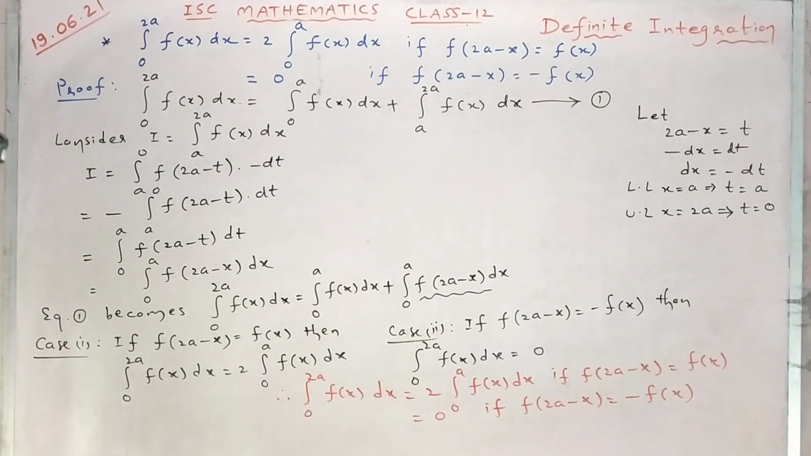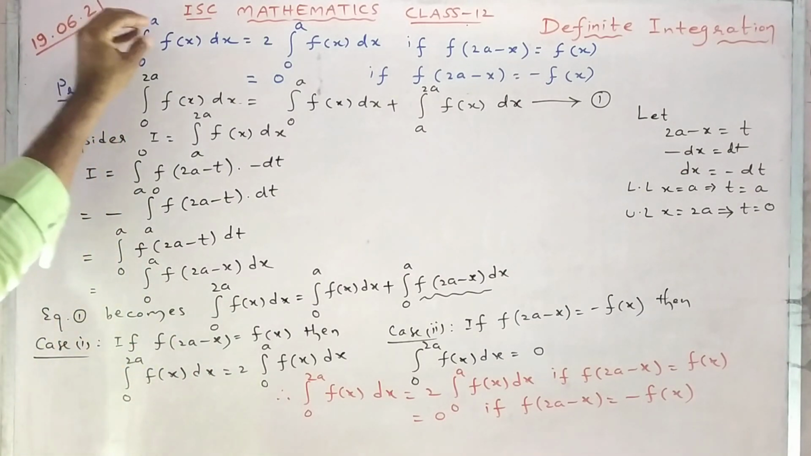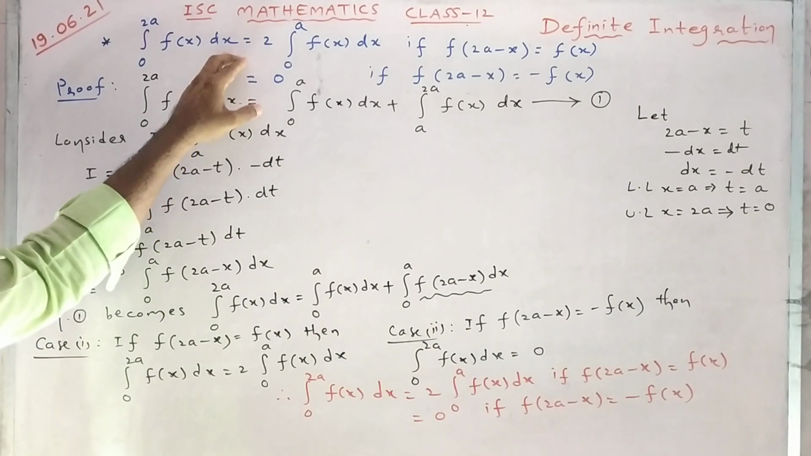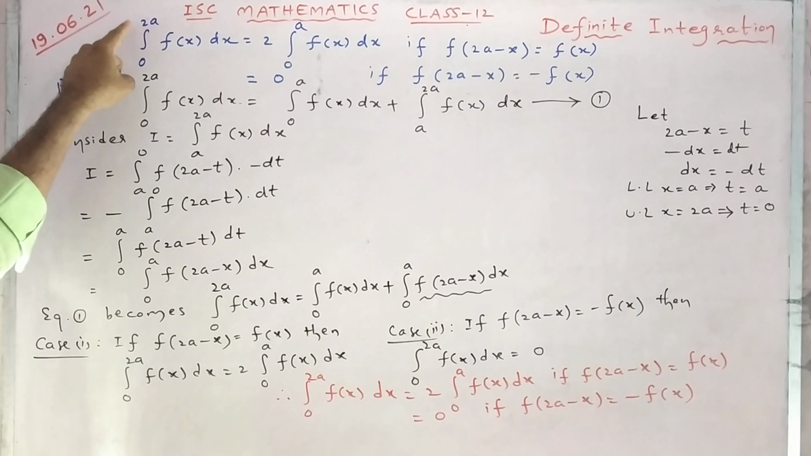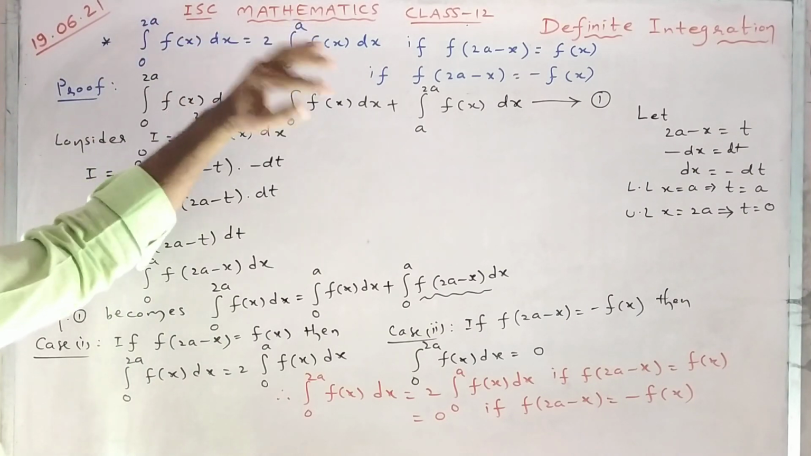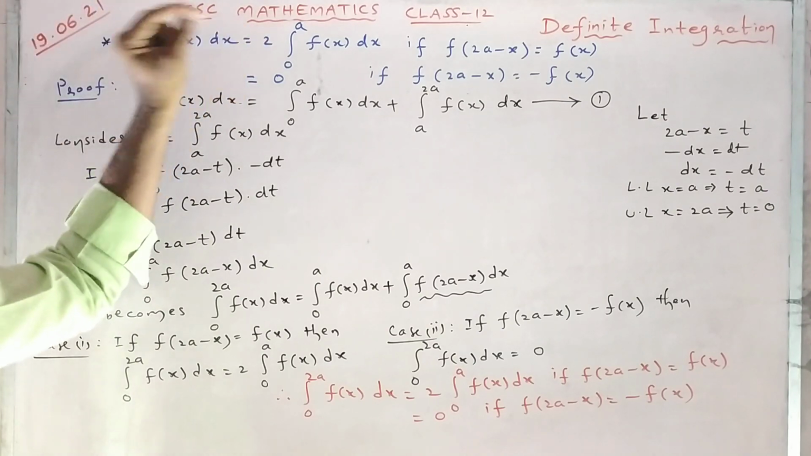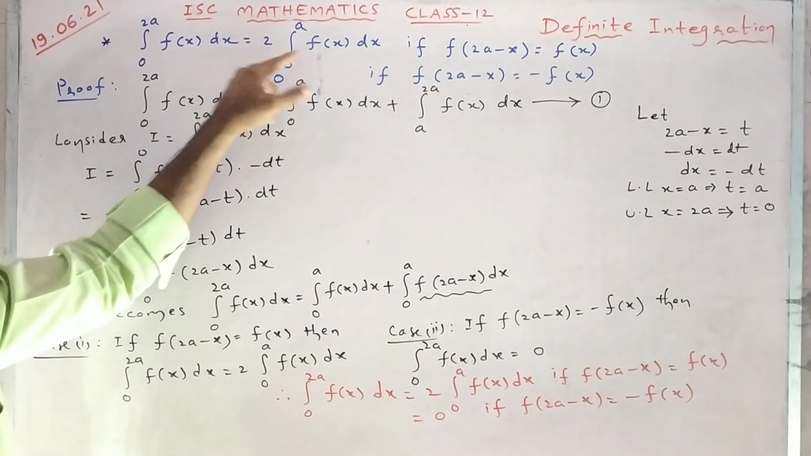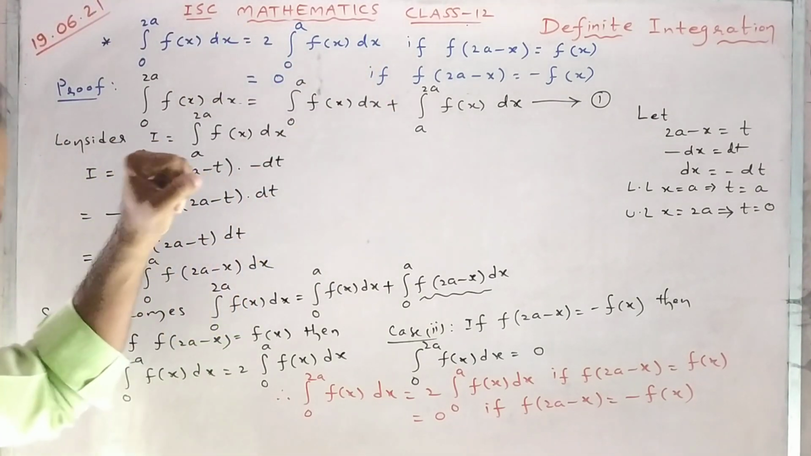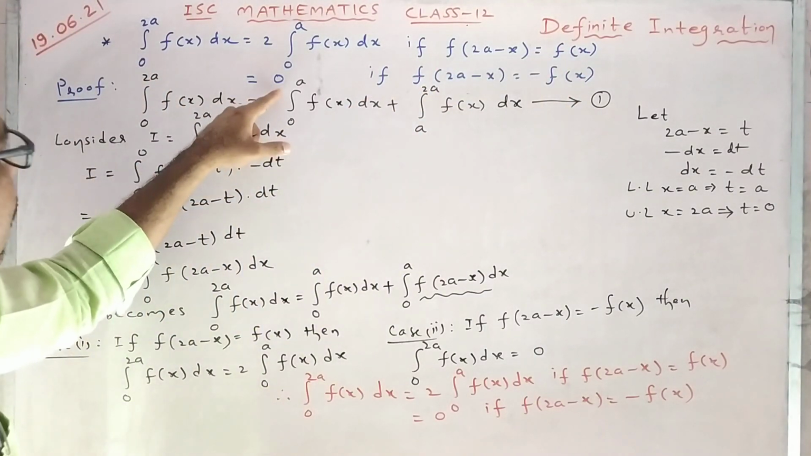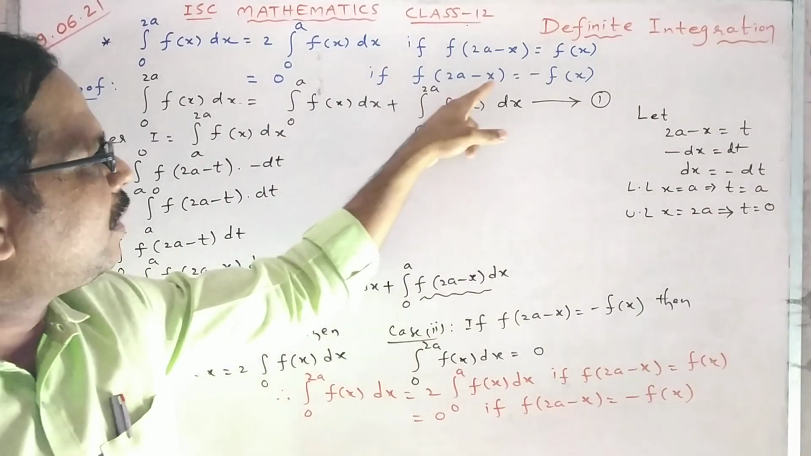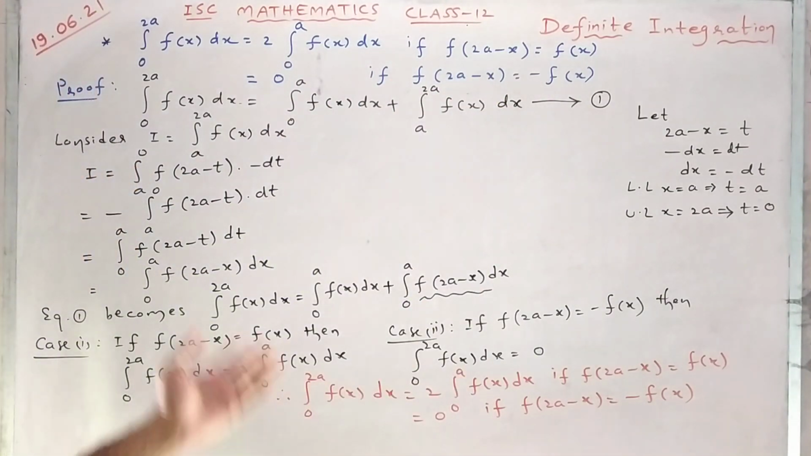Very very important property: integral 0 to 2a f of x dx equal to 2 times integral 0 to a, where we write half of the upper limit. Suppose there is pi here, we will write pi by 2. So 2 times integral 0 to a f of x dx if f of 2a minus x equal to f of x, and this value becomes 0 if f of 2a minus x equal to minus f of x.